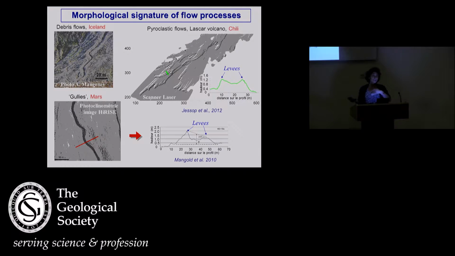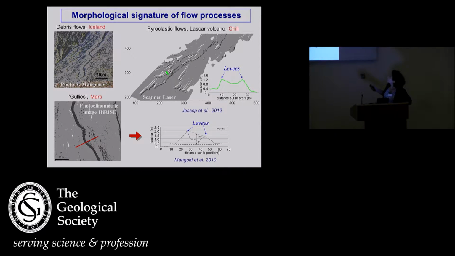So I can go very fast on the first two slides, which are an illustration of what has been discussed here since the beginning, that show clearly that we can observe very similar levee channel morphology in very different environments. For example, here in Iceland, where we know that water plays a role. For example, here in Lascar volcano, for the end of pyroclastic flows, where we know that the gas plays a role in fluidization of the material, and also on Mars, as a lot of people have shown.